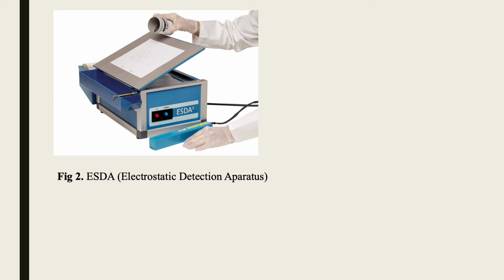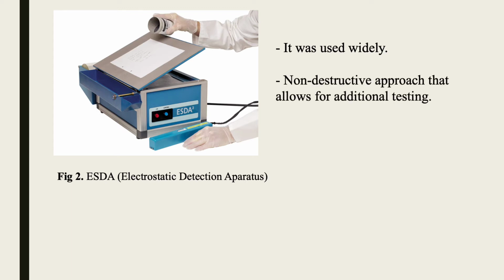To detect the impressions in the documents to be examined, various approaches have been developed such as optical, electrostatic, and chemical procedures. The most common method still used today is ESDA, that is, the electrostatic detection apparatus. It's a non-destructive approach that allows for additional testing. It's an extremely sensitive technology that can visualize indents up to 7 pages under the page where the original text is written.